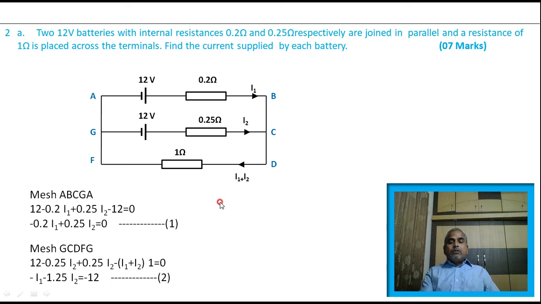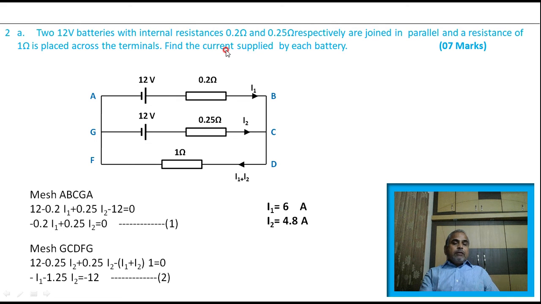We have got two unknowns, I1 and I2, and two equations. Therefore, you have to make use of your calculator and calculate the value of I1 and I2. If you are using a calculator, you are getting I1 is equal to 6 amperes, I2 is equal to 4.8 amperes. It is very simple. Just you have to look into the numerical what is given.